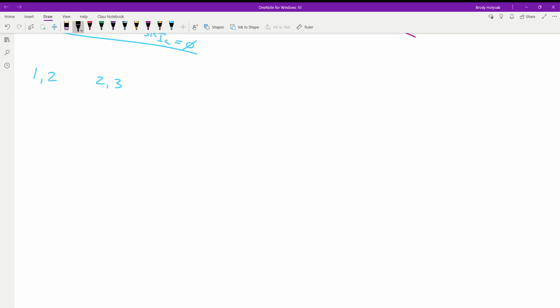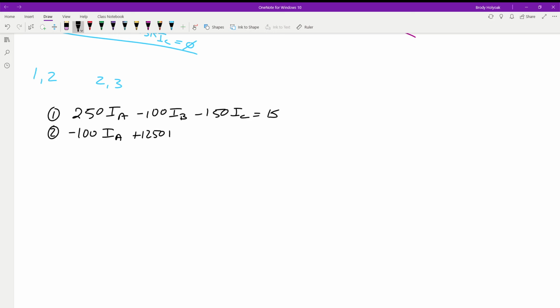Yeah. So we're going to start with 250 IA minus 100 IB minus 150 IC, and that is equal to 15. Our number 2 equation was minus 100 IA plus 1250 IB and minus 150 IC. That's equal to 0.